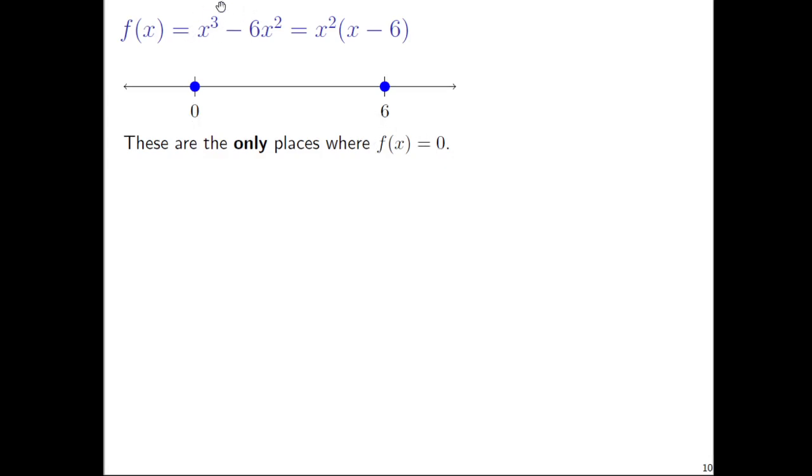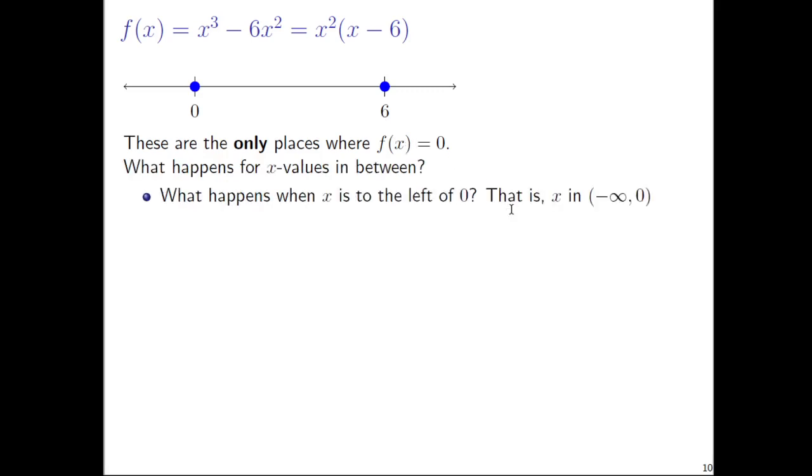You can go back and check. If you go up to the function, it's written here in its distributed format and in its factored format. If you input x is 0, you're going to get an output of 0. When you input x is 6, you again get an output of 0. So what happens in between?